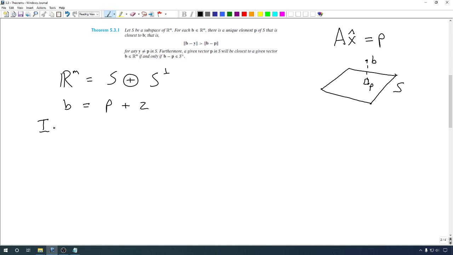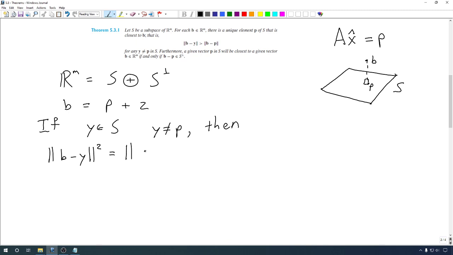If Y is anything else in S, here Y is not P, then we can go ahead and see how far away B is from Y. Or actually, we'll go ahead and square this.